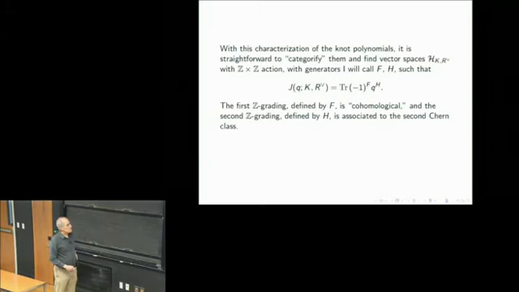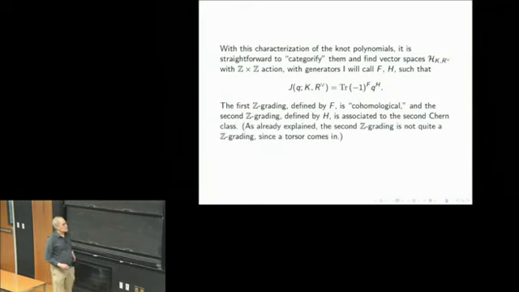And the second, H, will be the cohomology of some complex, which will have a differential that shifts F by 1 and commutes with H. So we can actually compute this trace either in the cohomology, which is the way I defined it here, or in the underlying complex. The second Z grading is associated to the second Chern class. As I keep explaining, the second Z grading is not quite a Z grading.